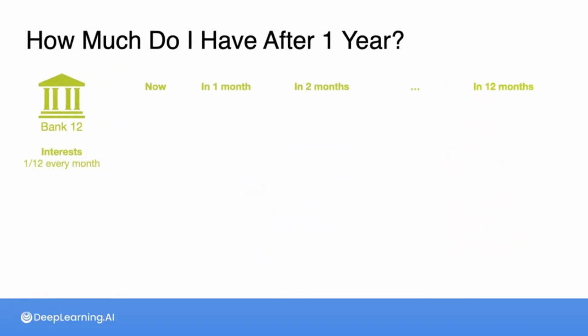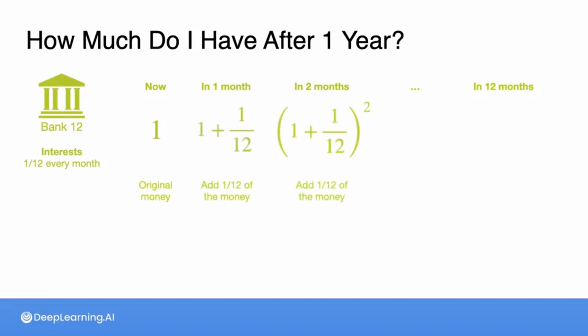Let's look at bank 12. Bank 12 gives you 1/12 of your money every month. So you start with $1 now. In a month, you have 1 plus 1/12. In 2 months, (1 plus 1/12) squared. And so on until in 12 months you have (1 plus 1/12) to the 12. And that's $2.61. So you did much better.